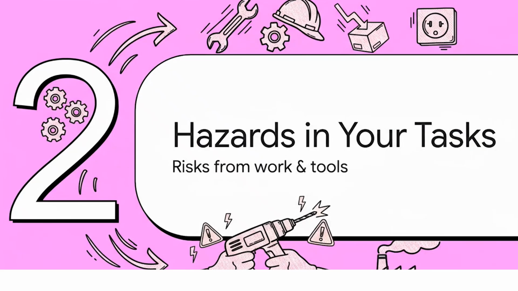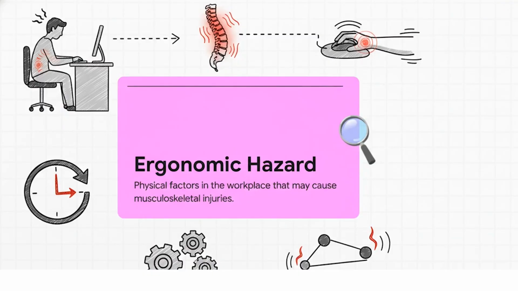Okay, so we've talked about the environment around you. Now let's pivot and talk about the work you're actually doing. This next set of hazards is all about your specific tasks and the equipment you're using day to day. First in this group are ergonomic hazards. This is all about the physical toll the job takes on your body.